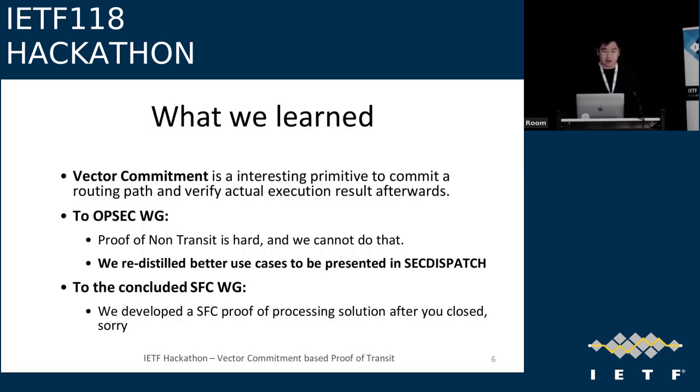What we learned is that vector commitment is an interesting primitive that has the position binding property. It's very nice for committing to a routing path and verifying the actual forwarding results. We previously proposed this to the OPSEC working group, and what we learned is that we are doing a proof of transit and not a proof of non-transit, which would be hard, and we cannot do that right now. We redistilled better use cases to be presented in the security dispatch. If you like it, you can comment there. And if you don't like it, you can hit it there. And since the SFC working group has concluded, we discovered a new solution after it closed. Thank you.